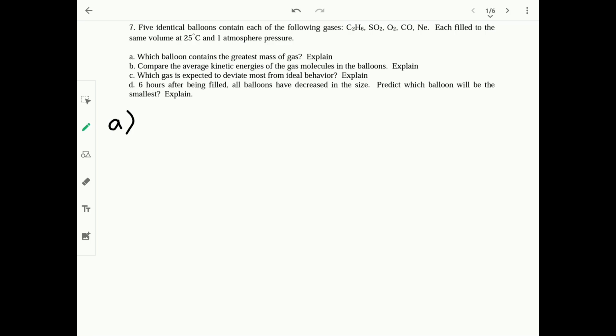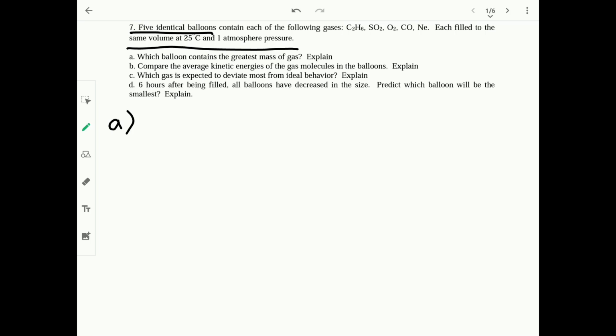Let's start with part A. Which balloon contains the greatest mass of gas? Now we should pay attention that they have said 5 identical balloons, so the balloons don't affect anything, and they have the same volume at the same temperature and the same pressure. So all of these things do not change anything of the mass.